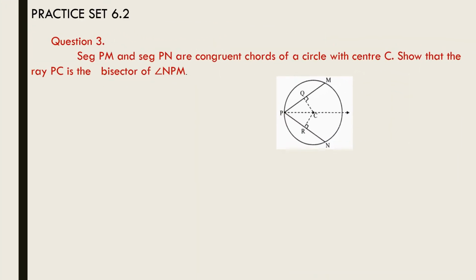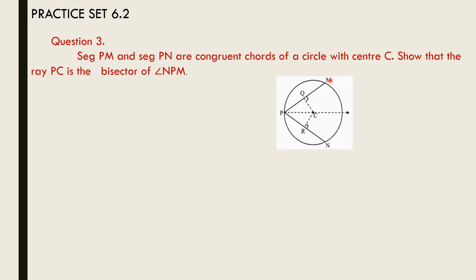Question number 3. Segment PM and segment PN are congruent chords of a circle with center C. Show that ray PC is the bisector of angle NPM. First, draw the figure. Here, segment PM and segment PN are the congruent chords, and C is the center of the circle. And in this question, we have to prove that ray PC is the bisector of angle NPM.